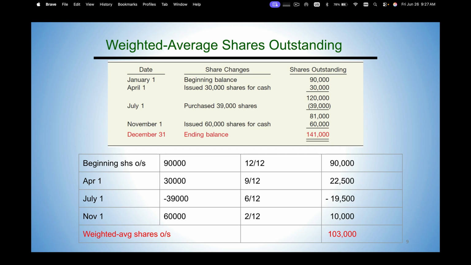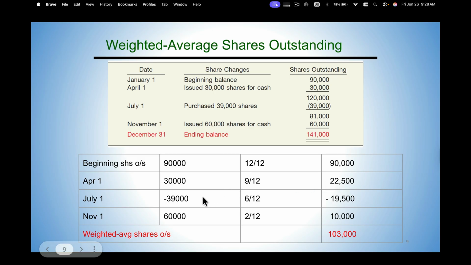So following the textbook, we started out with 90,000 shares, and we multiply 90,000 as if it was outstanding for the entire year, 12 over 12, because it was there on January 1st. And then at the margin, we issued another 30,000 on April 1st. If you count on your fingers, April, May, June, July, August, September, October, November, and December, that's 9 months. So for the rest of the year, 9 months remain, and it's 22,500 for those.